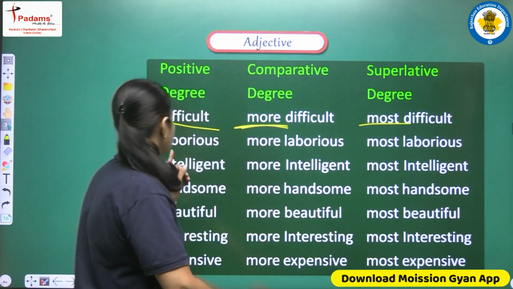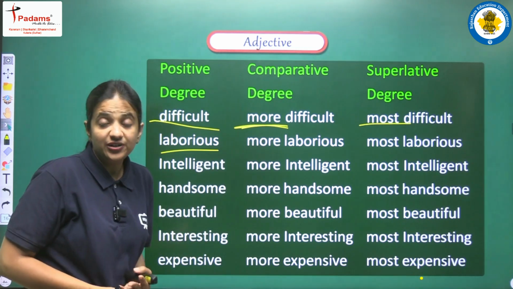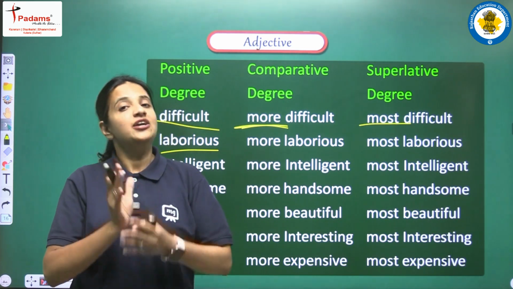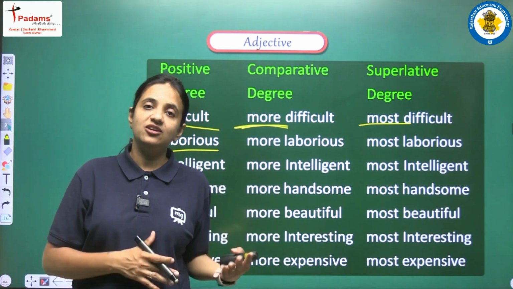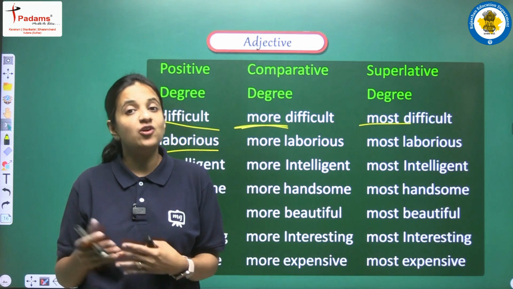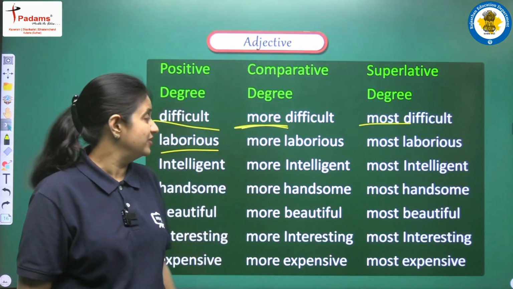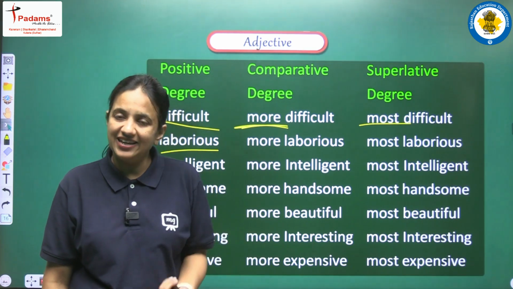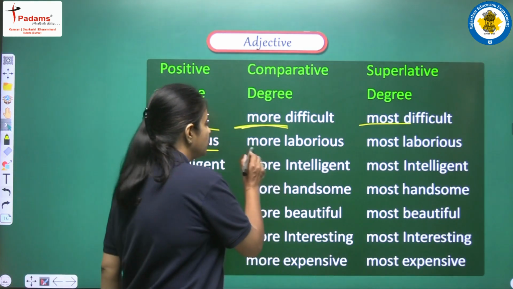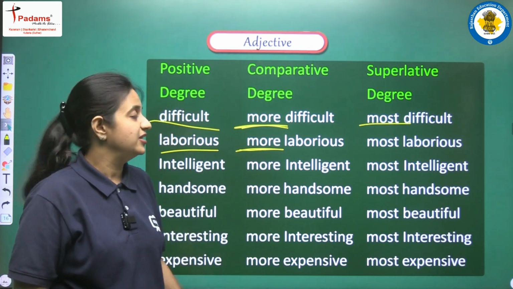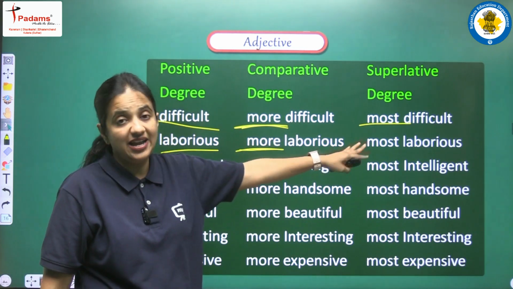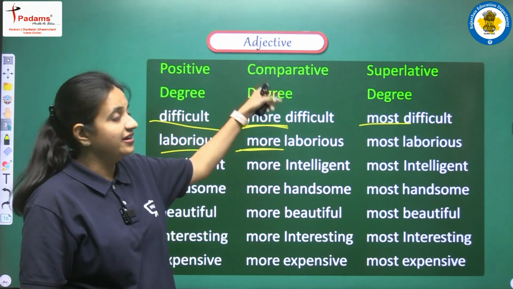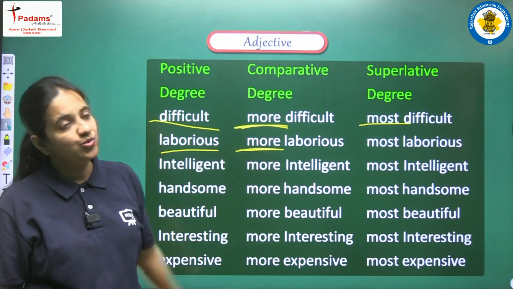Yes. Next we have laborious. So students, only after doing a proper pronunciation will you be able to find out whether the word is single syllable, double syllable or more than two syllables. So here we have laborious. Yes, it's again a two syllable word. So because of that we add more, so it is more laborious, and we add most, so it will be most laborious to form comparative and superlative degree words.